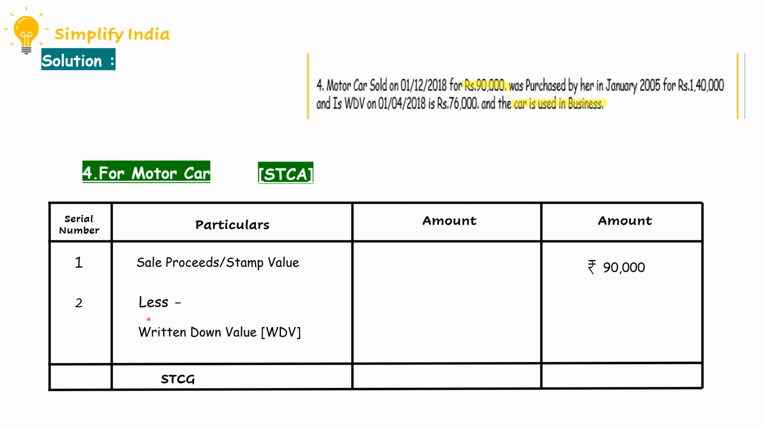Next we have to deduct the depreciation, that is WDV, which will be given in the problem. Here the WDV as on 1st April 2018 is rupees 76,000. So we take it down as the WDV, rupees 76,000. When we deduct it from the sales proceeds, that is 90,000 minus rupees 76,000, we will get a capital gain of rupees 14,000.